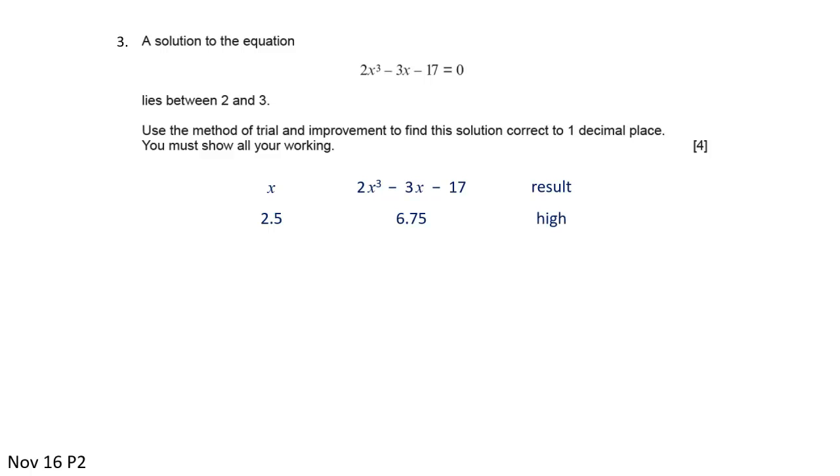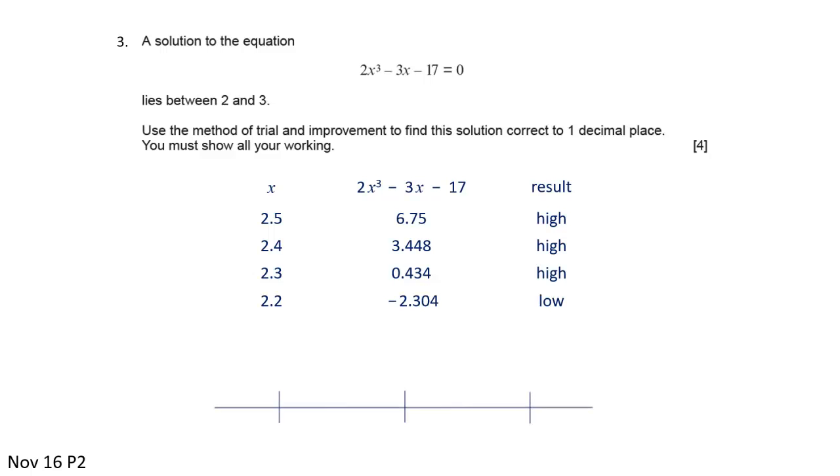That's too high. We're trying to get 0, so we're going to go down, try 2.4. That's still too high. Try 2.3. Still too high. So 2.2. That should go too low, and it does. So we've got our two numbers, 2.2, 2.3, one low, one high. Let's put our little number line there. So we know the solution lies in between there.